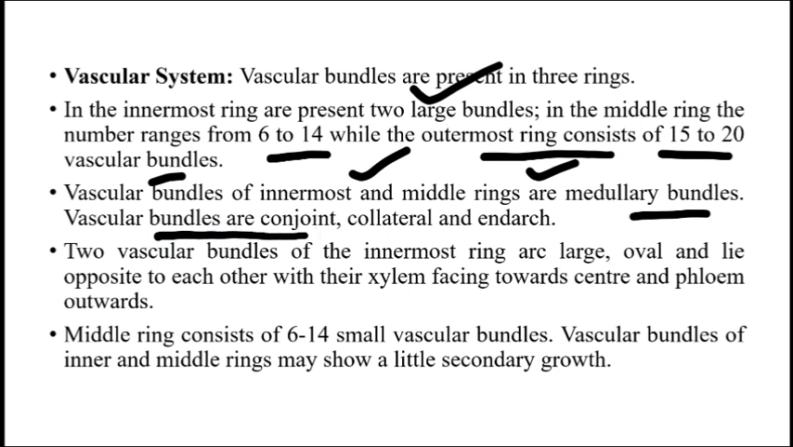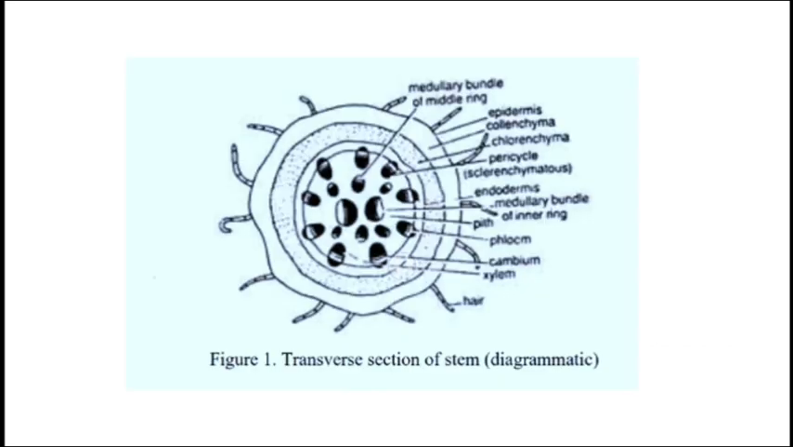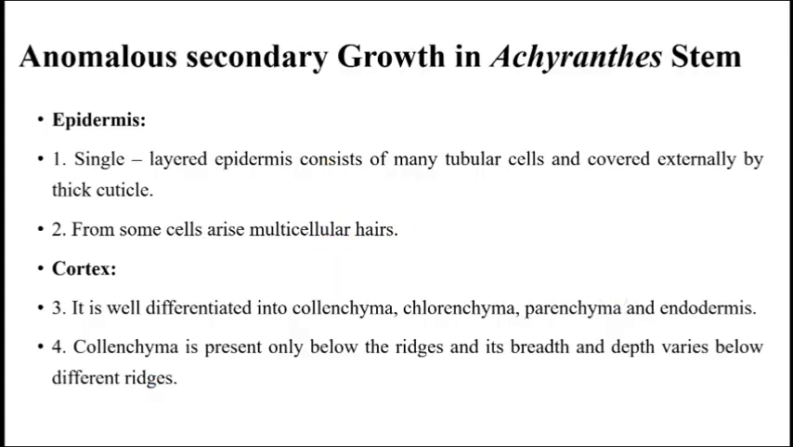Vascular bundles are conjoined, collateral and endarch, which is normal, but all the vascular bundles are arranged in 3 rings. The 2 innermost vascular bundles are large, oval and lie opposite to each other. So this is the diagram of the transverse section of the stem. Here the vascular bundles are arranged in 3 rings. These are the second layer of vascular bundles, and these are the third layer. So in this way the vascular bundles are arranged in 3 rings.